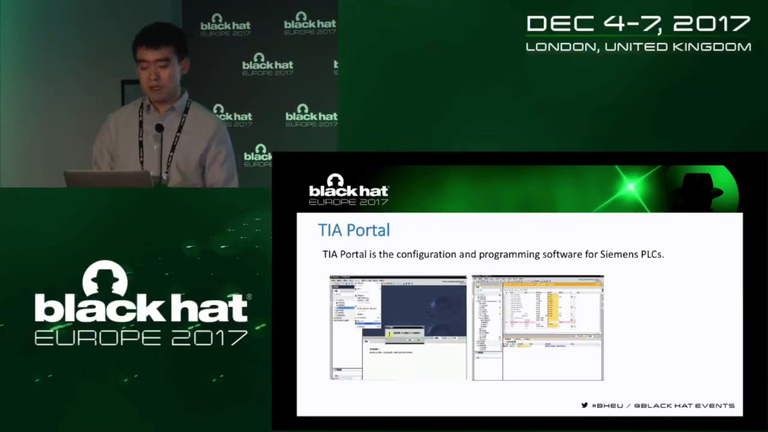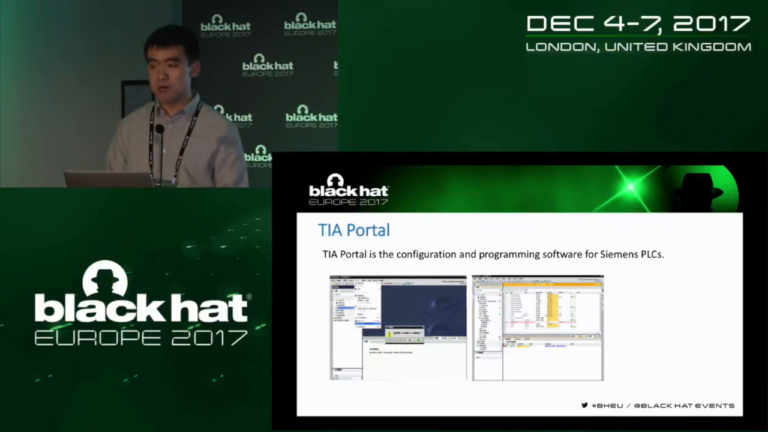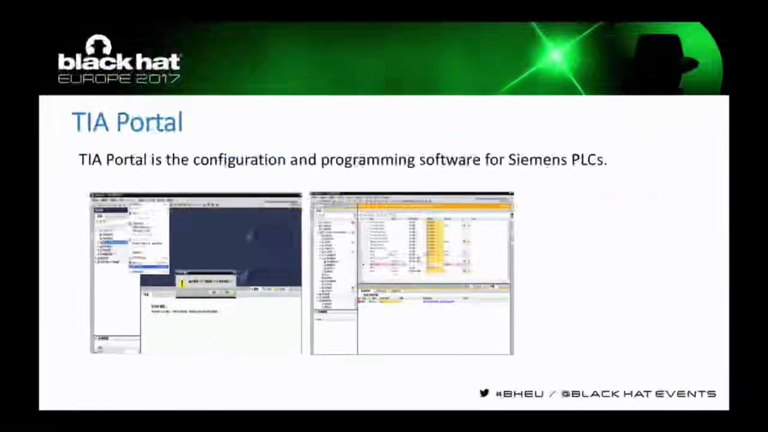TIA Portal is a configuration and programming software for Siemens PLCs. Engineers can use this software to design logic and programs for the process. Engineers can also use this software to download to PLCs, run or stop PLCs, and also monitor or modify the values of PLCs.